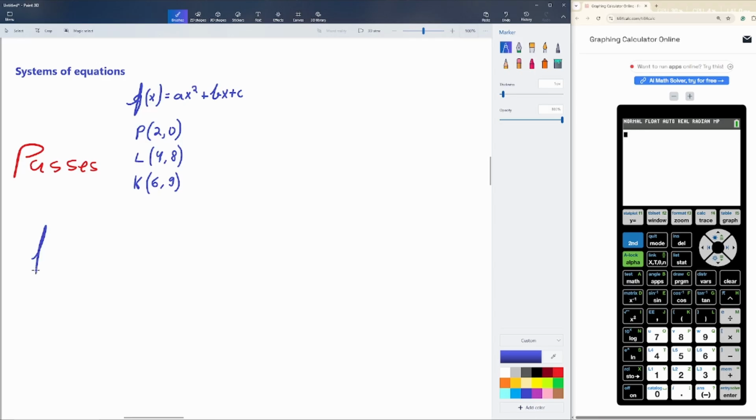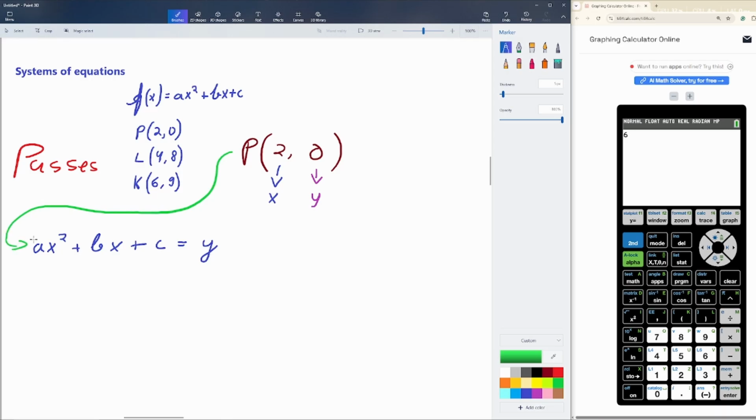Deconstruct your quadratic function. You know that ax squared plus bx plus c is equal to y. Take each of these points, let's start with P, (2, 0). Clearly, your first number is the x value and the second is the y value. What you can simply do is put this point into your function, replacing all x's and y's, and you get a times 2 squared plus b times 2 plus c is equal to 0.